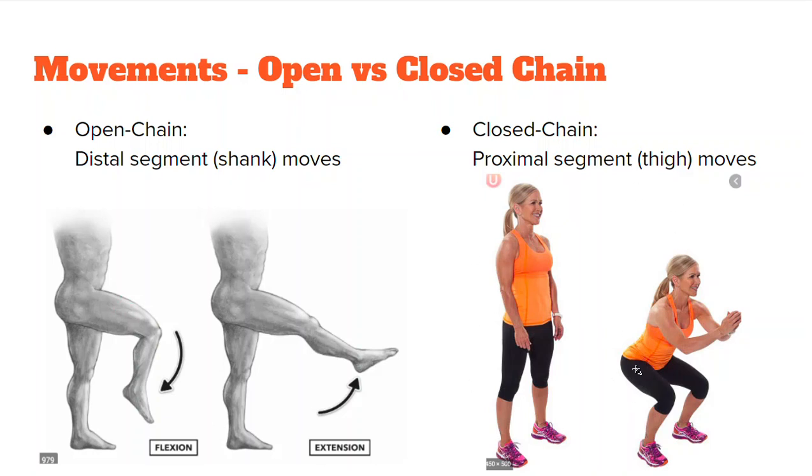Closed chain is when the proximal segment moves relative to the lower segment. So if you are doing a squat, your upper body, your proximal segment, your thigh will move relative to your lower segment.